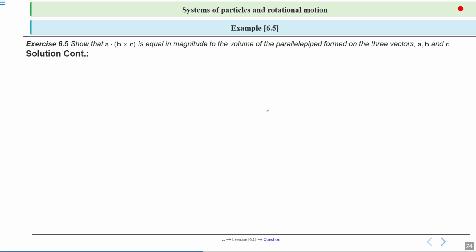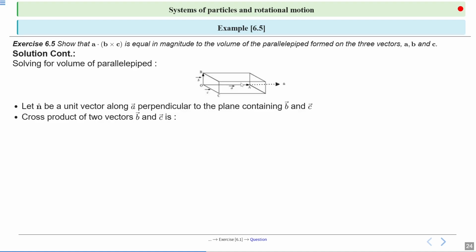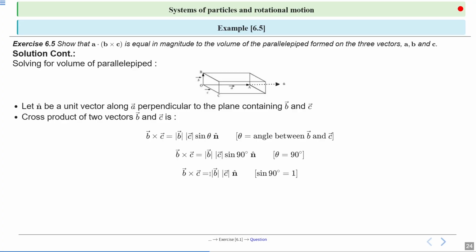Now, solving for volume of parallelepiped, n cap be a unit vector along A vector perpendicular to the plane containing B vector and C vector. So here n cap is the perpendicular to plane of B vector and C vector. So cross product of two vectors B vector and C vector is B cross C is equal to mod of B into mod of C sin theta n cap. Here theta is 90 degree. So B cross C is equal to mod of B into mod of C n cap because sin 90 is 1.